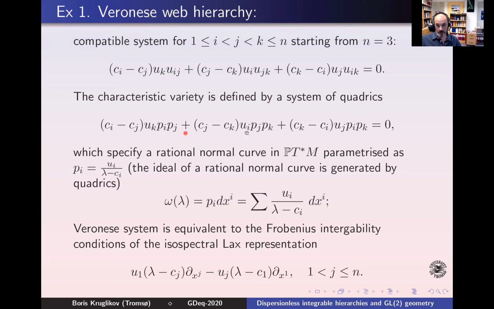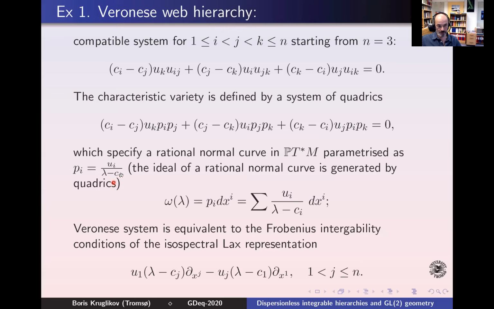And you see it's a huge collection of quadrics. Some of them are linearly dependent. And it actually specifies a rational normal curve in PT*M, where M is actually R^n, where the coordinates go x1, x2, and so forth up to xn, and p_i are coordinates on the cotangent bundle. To see that it's actually a rational normal curve, it's possible to note that whenever we take such a substitution for p_i, then we get an identity in here.